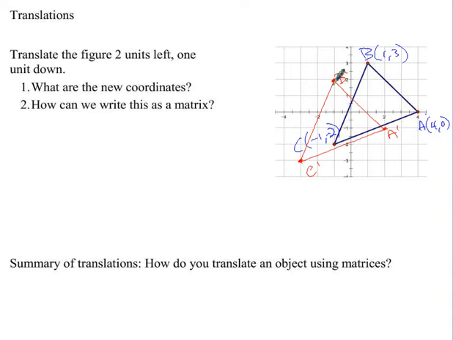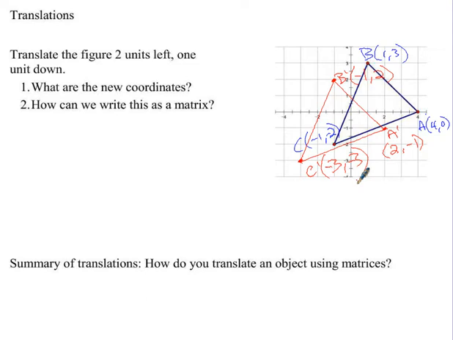What are the coordinates of A prime? (2, -1). What are the coordinates of B prime? And the coordinates of C prime? Okay. So what are the new coordinates? I just wrote them down here.